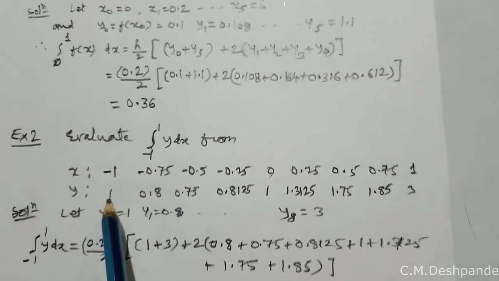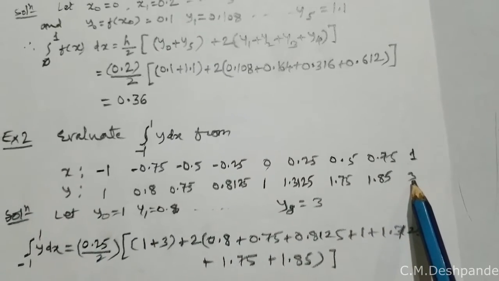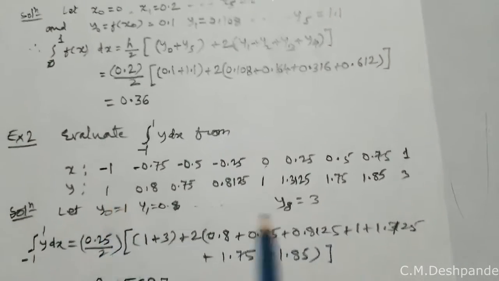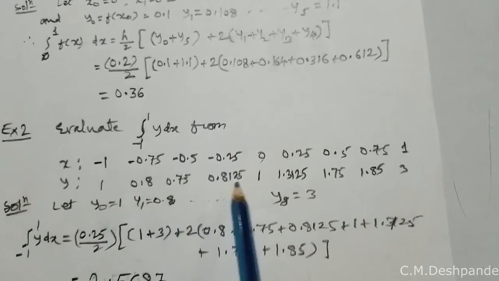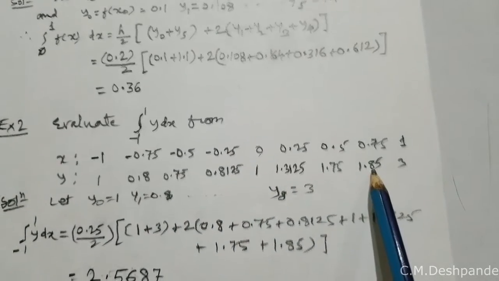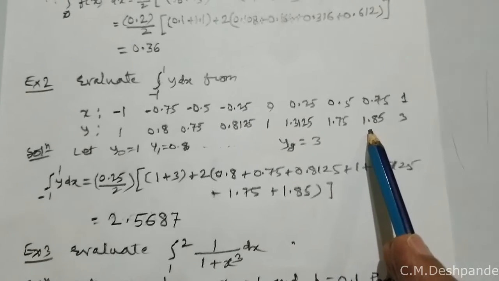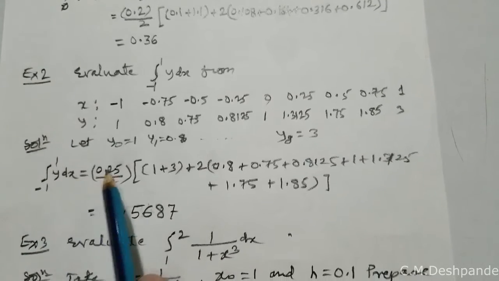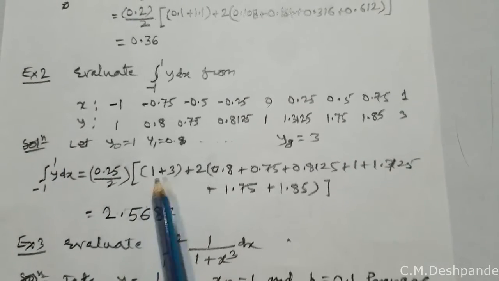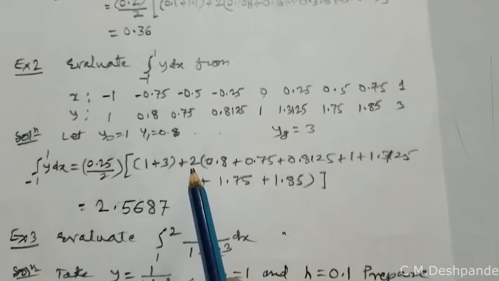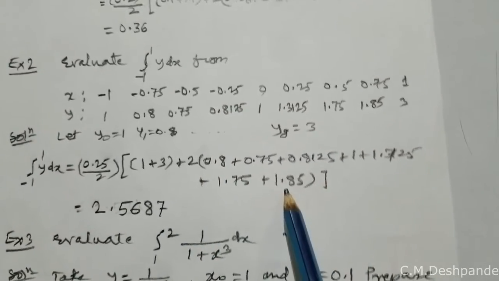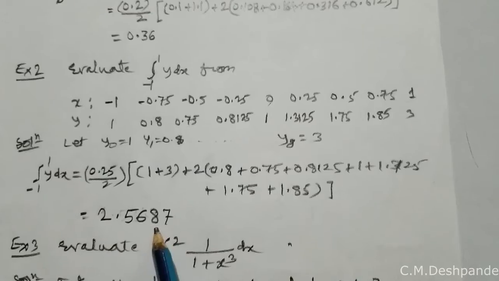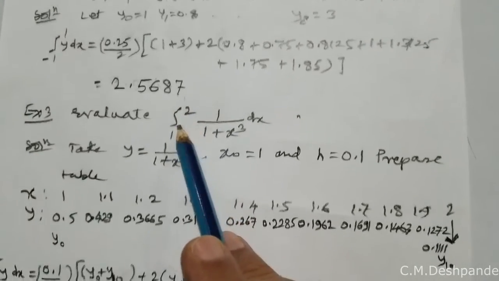Now the first value of y is denoted by y0 and the last value of y is denoted by y suffix 8, and in between these are y1, y2, y3, y4, y5, y6 and y7. Then use integration by the trapezoidal formula. The integration from -1 to 1 of y dx becomes h by 2 in bracket first value plus last value, 1 plus 3, and plus 2 times all the remaining values, and if this is calculated it gives 2.5687. So this is the integration of f of x.